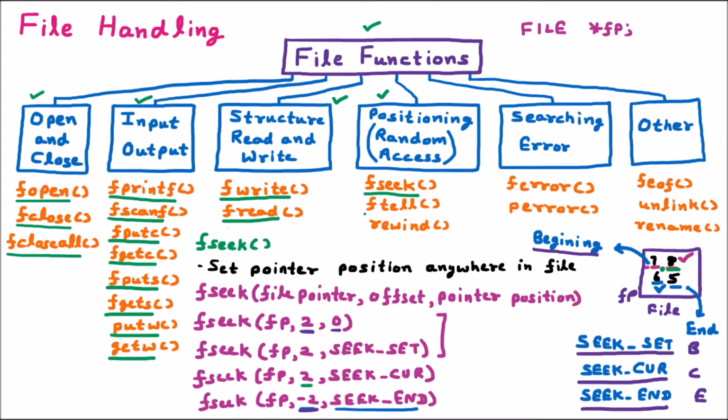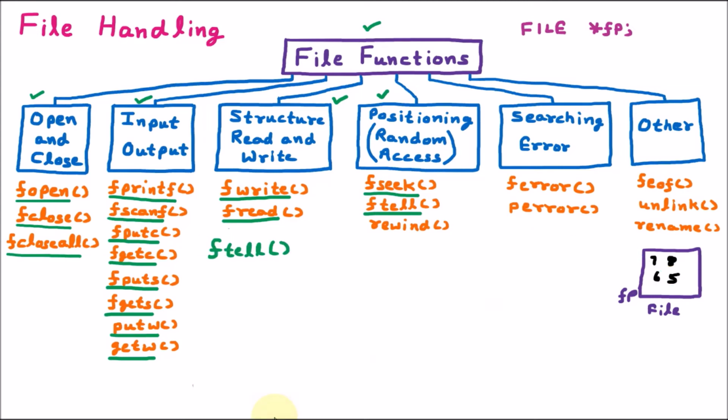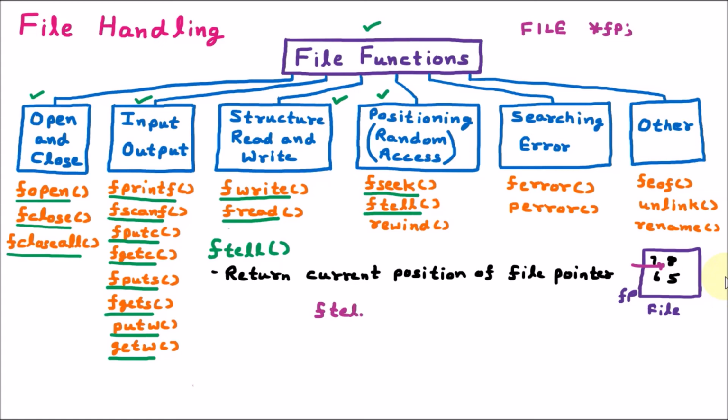The next function is ftell. This function tells the current location of the file pointer. So the ftell function is used to return the current position of the file pointer. Let's assume that our file pointer is available at some position. So here this is the position where the file pointer is. Now if I want that position, meaning where my file pointer is when we are opening the file, we have to use the function ftell. So we use the ftell function with the file pointer fp.